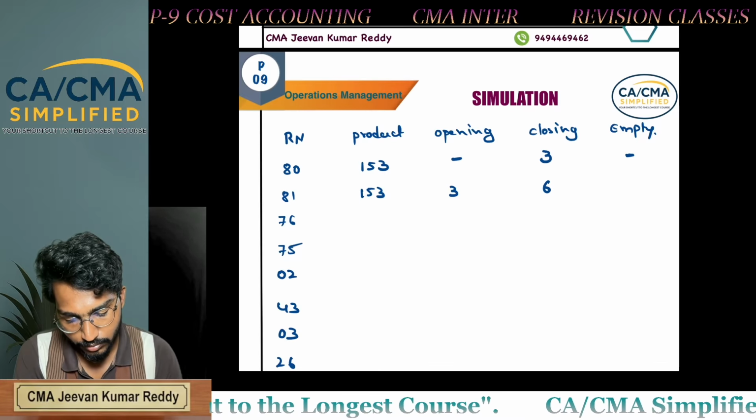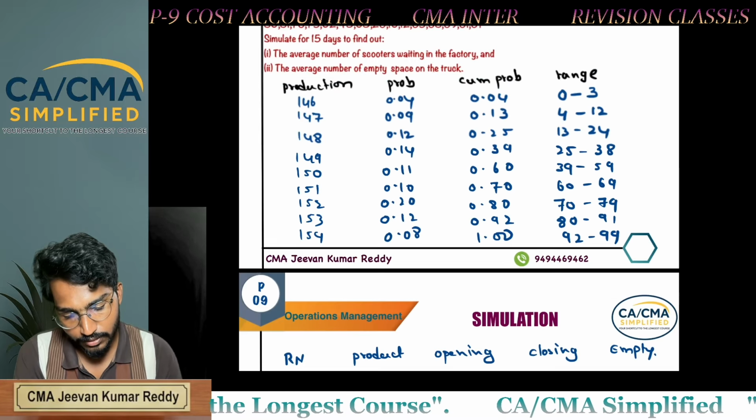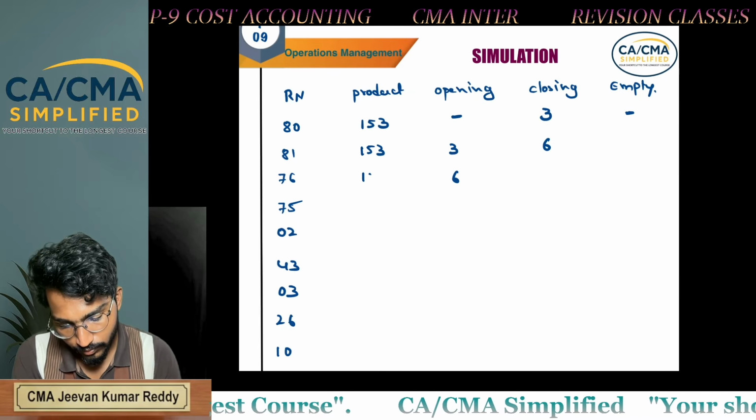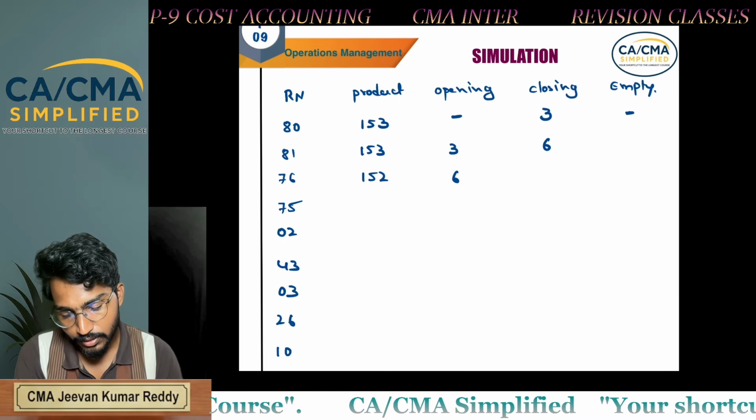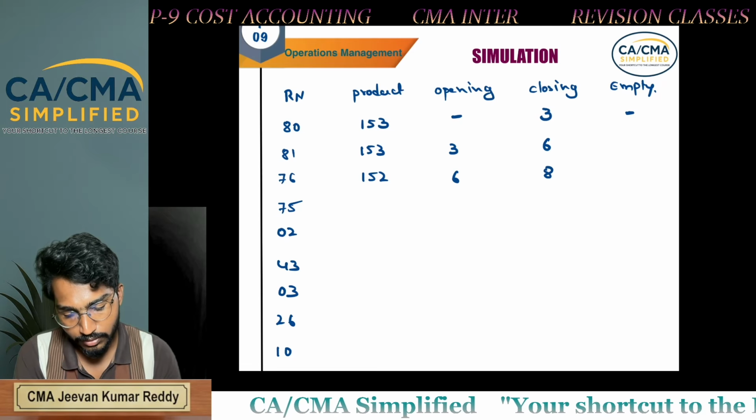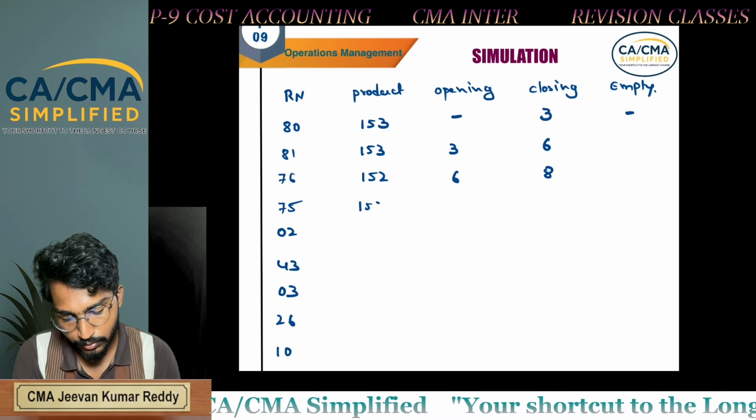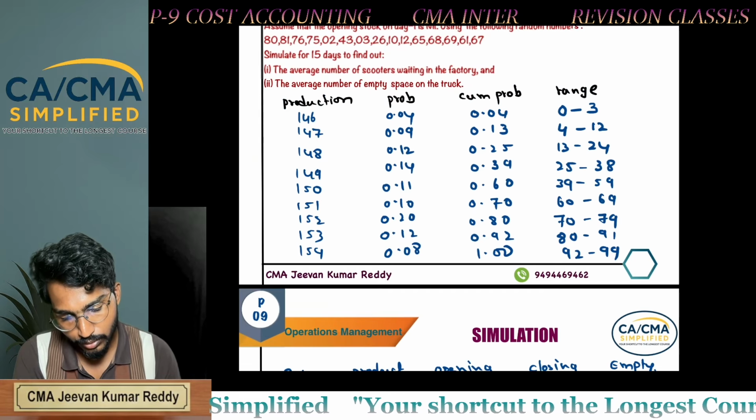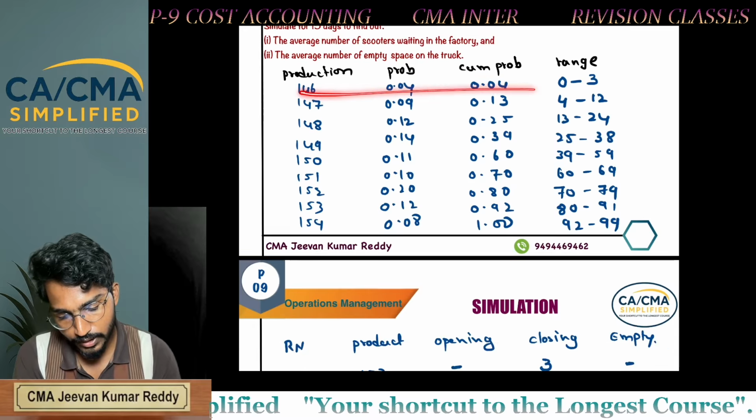Next, 76. That means 152. 152 plus 6 is 158, and we dispatch 150, leaving 8. Next, 02. That means 146.